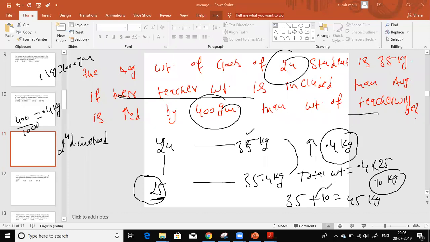Because the teacher's weight is 10 kilograms more than the average weight, that's why the average is increasing by 0.4 kg. You can simply check. If I divide 10 by 25, it will come out to be 0.4 kg. So it means my average is increasing by 0.4. Very simple.